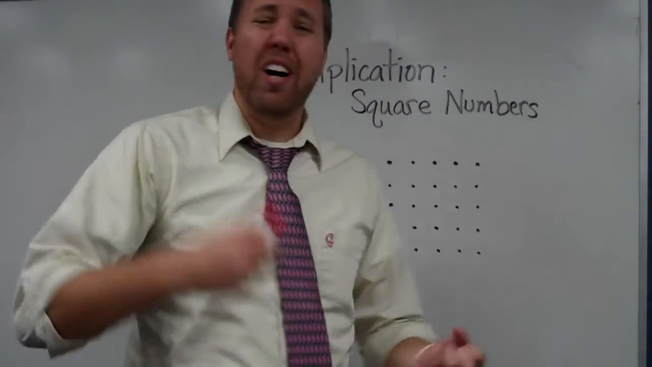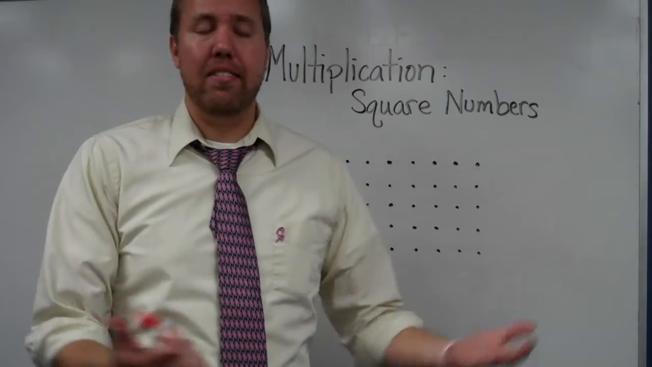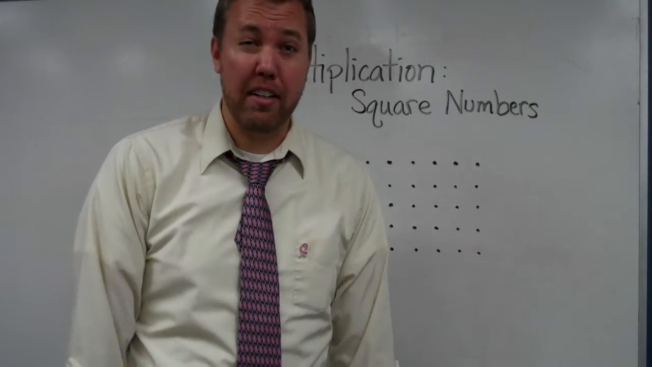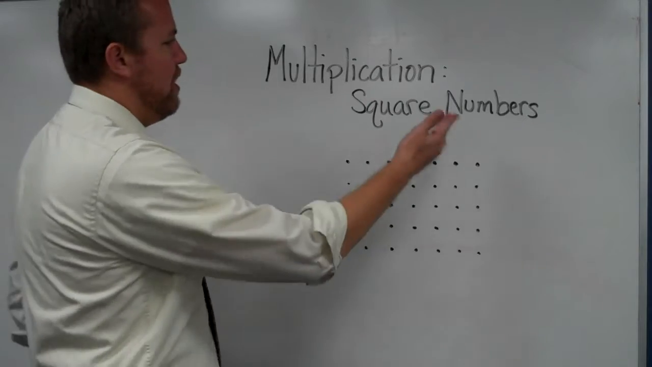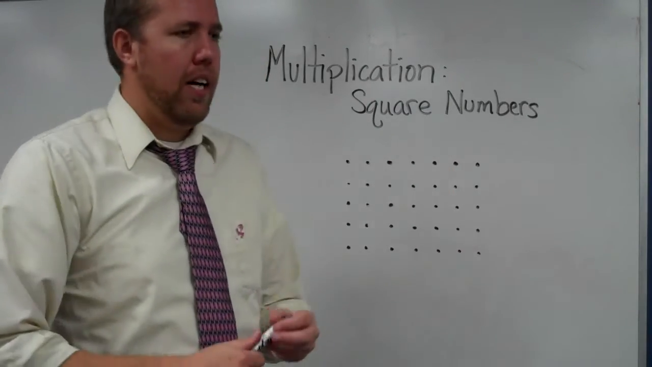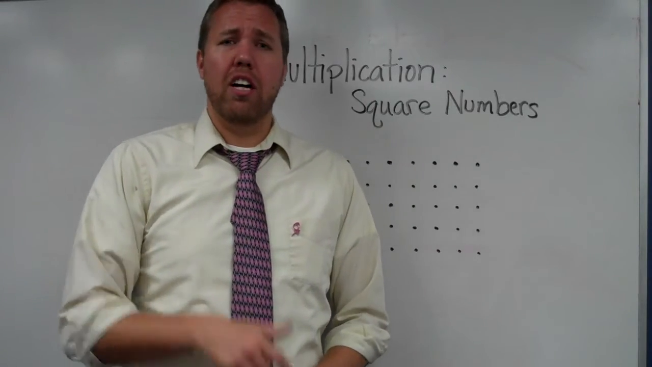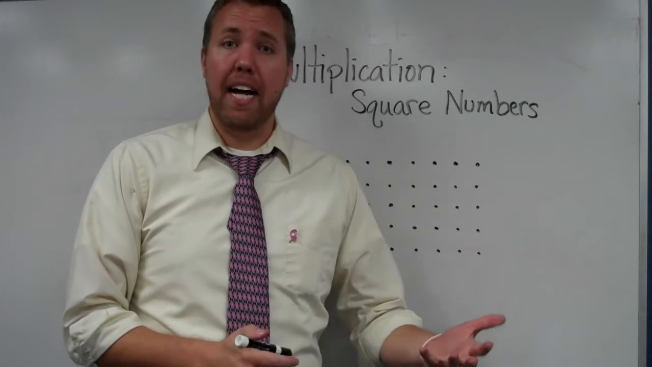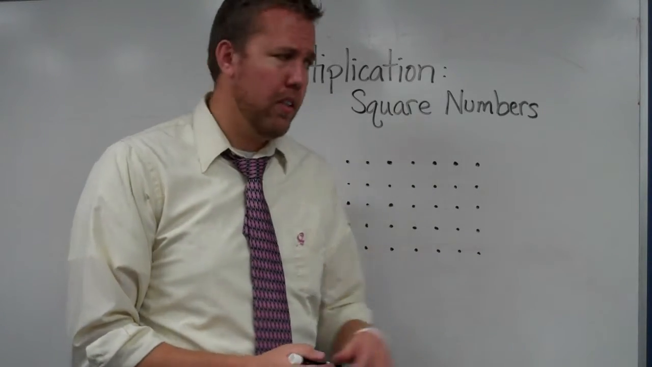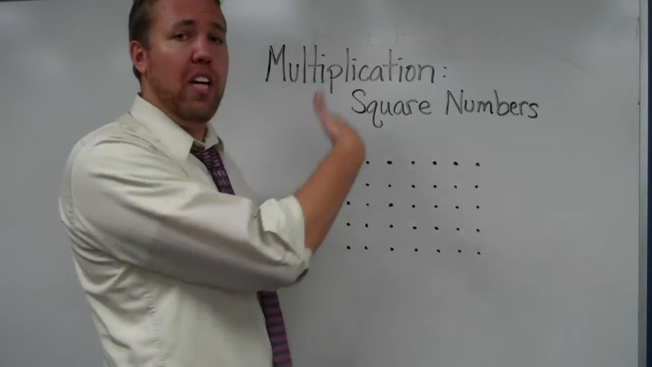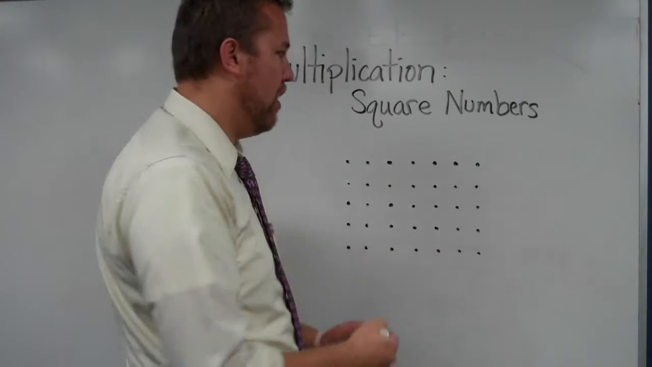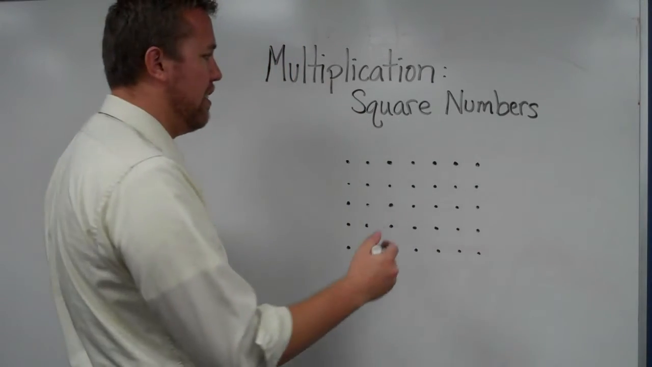Okay, today I want to look at square numbers. What are square numbers and why are they called square numbers? The first thing is, square numbers are any time the factors are the same. So factor times factor equals product, anytime the two factors are the exact same.